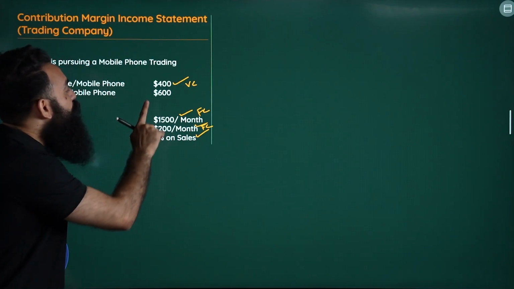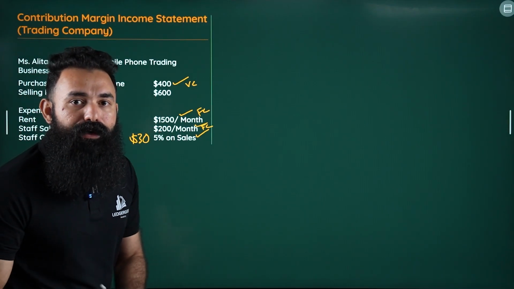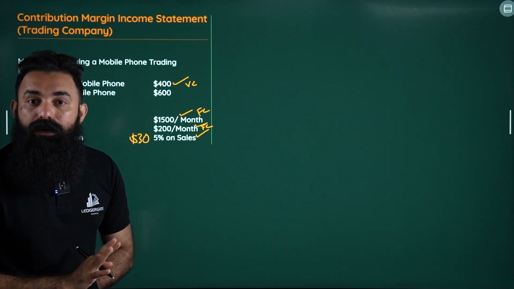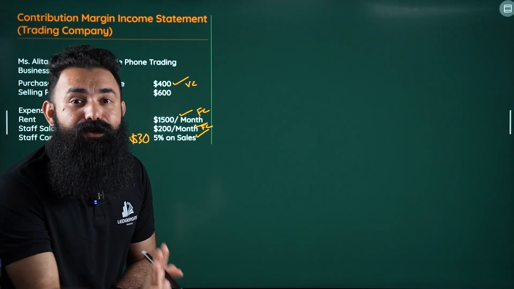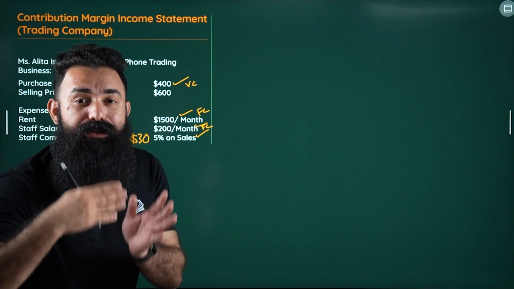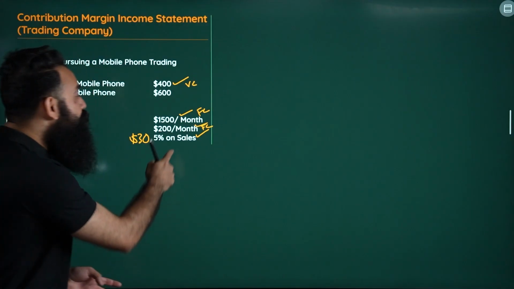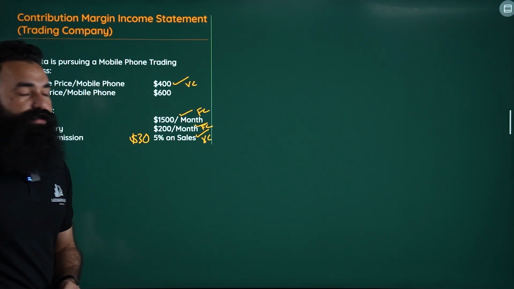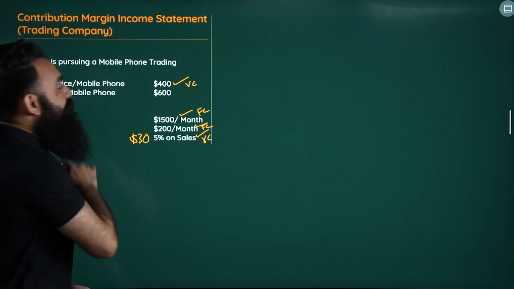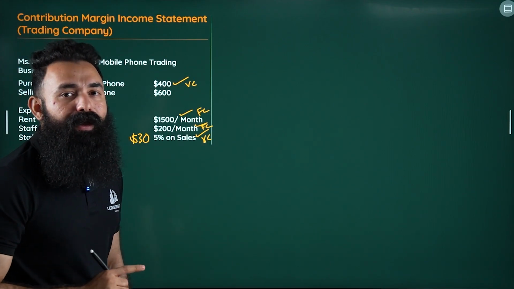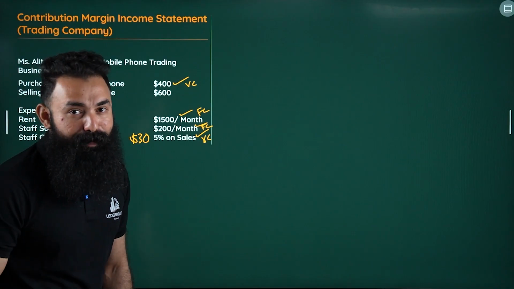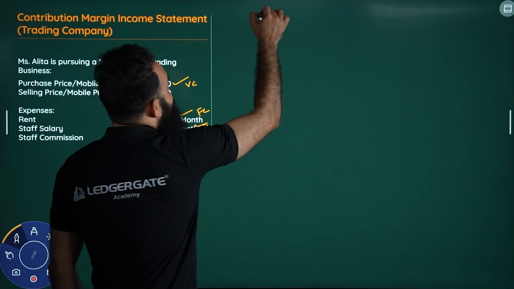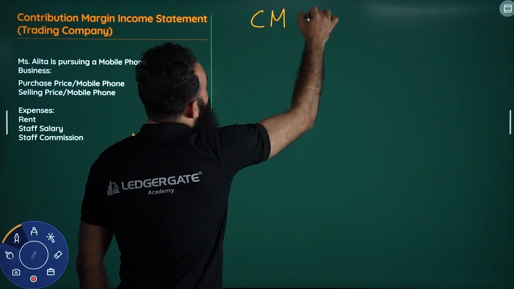If we sell 1 unit, we have to pay 1 into $30. If we are selling 2 units, we have to pay 2 into $30. If you are selling 3 units, 3 into $30. Likewise, it changes proportionately. Then what kind of cost will it become? Variable cost. Based on this, we are going to prepare a contribution margin income statement for our internal decision making process. Let's start with the contribution margin income statement.